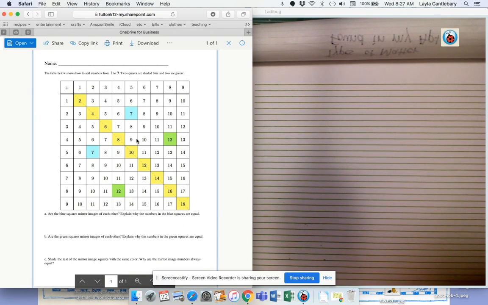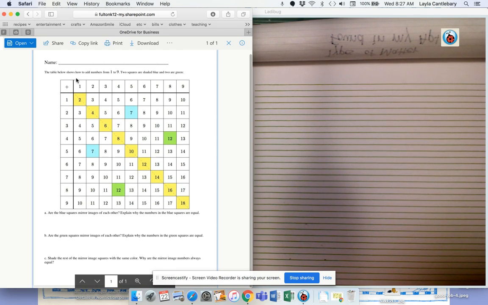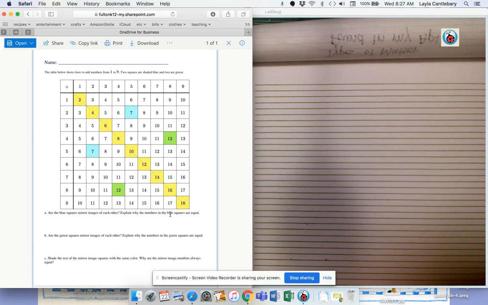And doodly-doo, you're going to look at this, and you're going to finish this before we meet. Now, what are mirror squares? Well, if you look in a mirror, because it talks about mirror square images.